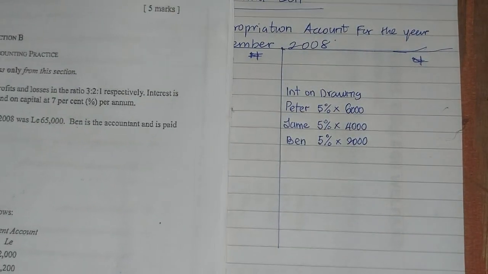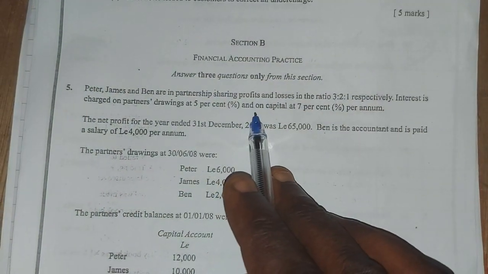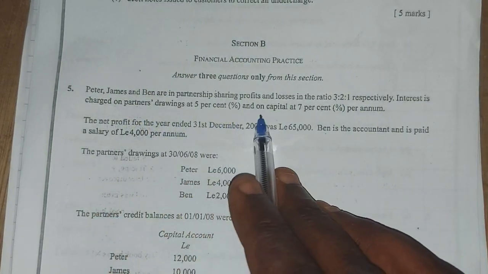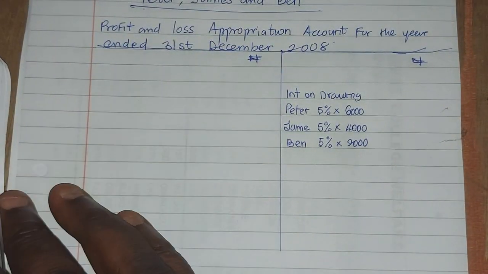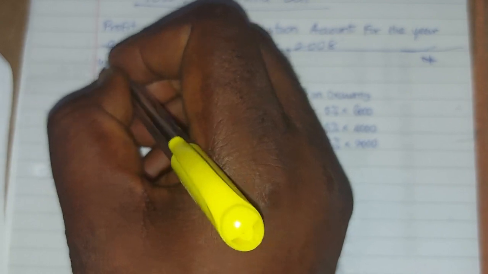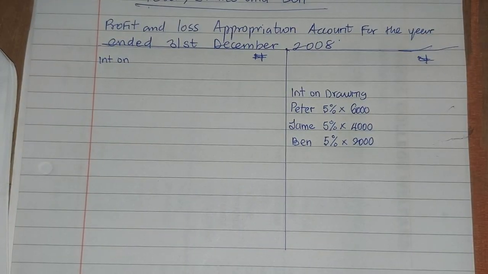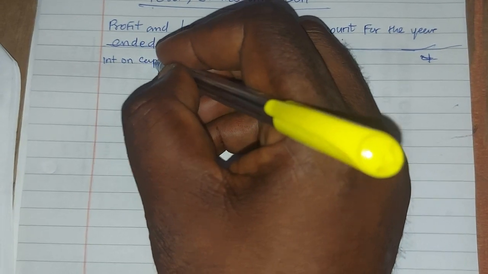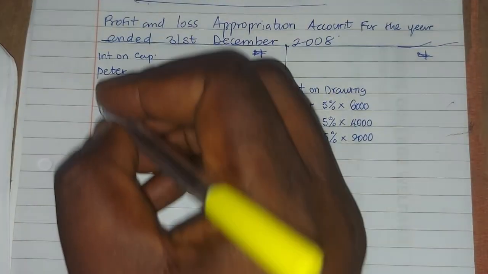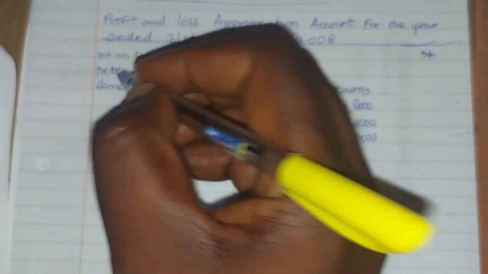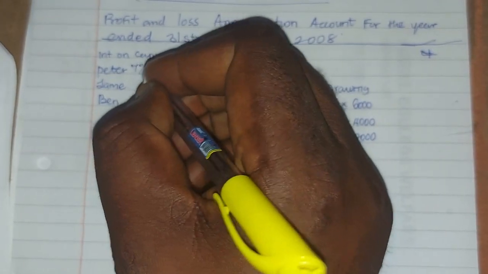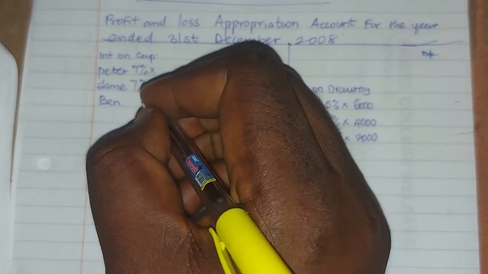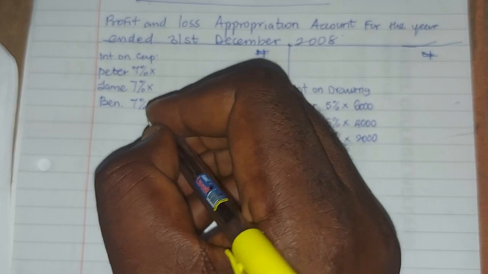Then you continue with the question, and interest on capital is 7% per annum. So interest on capital will come on this side. So we have interest on capital for Peter, James, and Ben. That is 7% multiplied by each capital.